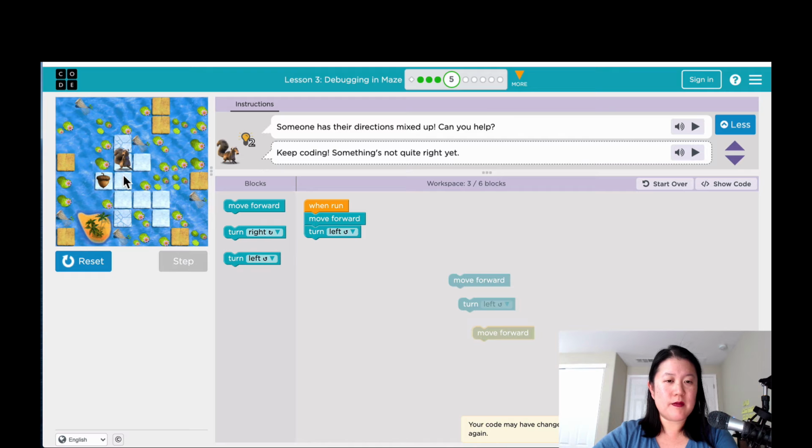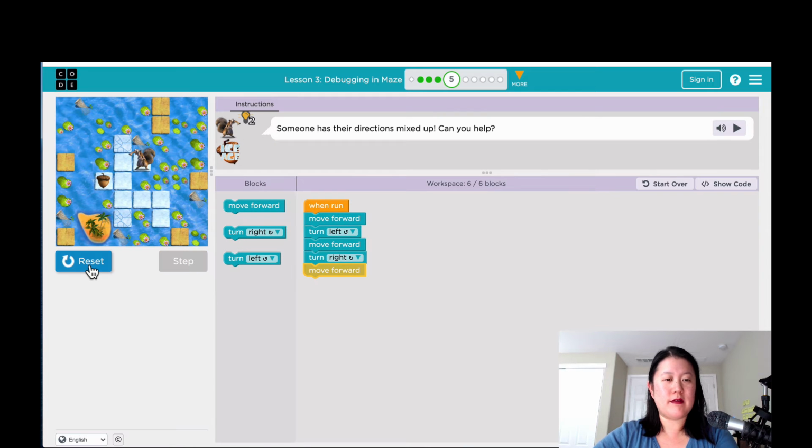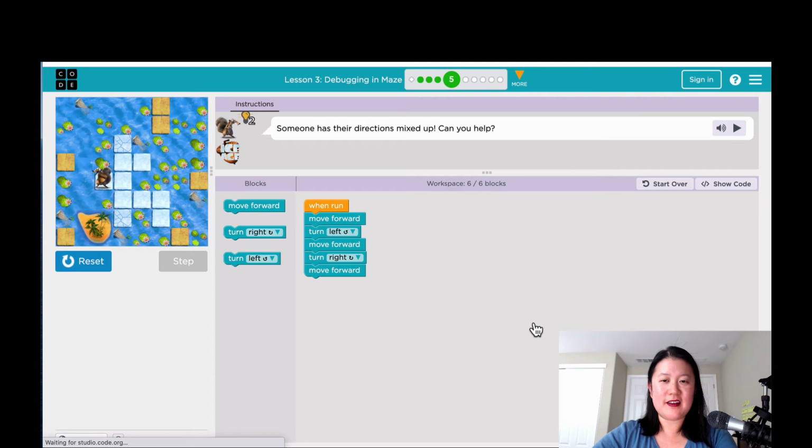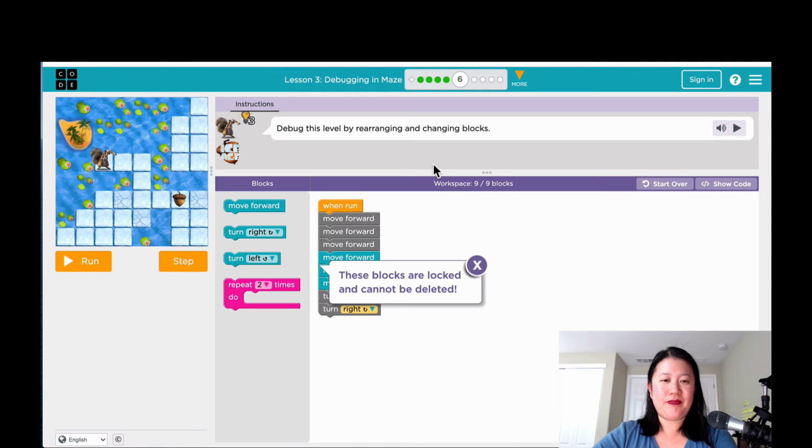What's next? Okay, move forward. And then turn which way? Turn right. And then move forward. You could do step or you could just run it. Yes. Okay, getting the hang of it, right? Getting the hang of it. Good. Let's keep going. All right.